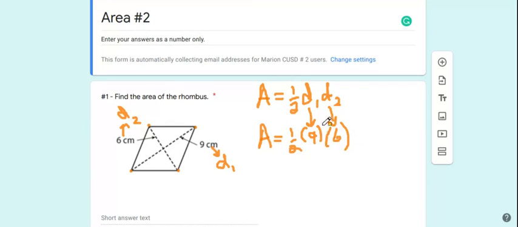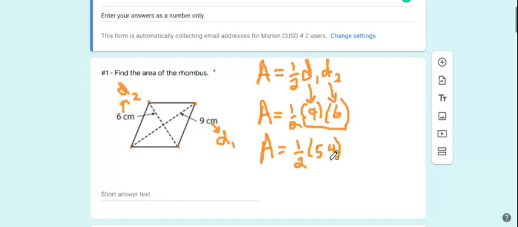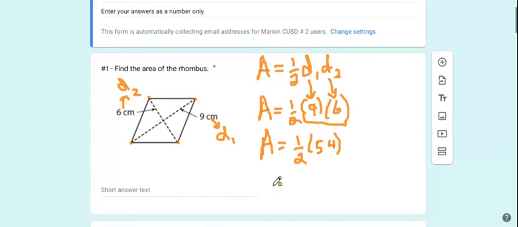Now, does it matter which one I call D sub 1 and which one I call D sub 2? Does that matter? No, it doesn't, right? Because when you multiply them together by the commutative property, the order does not matter. So area is going to be equal to 1/2. And 9 times 6, that is 54, right? So area is equal to 1/2 times 54. So what is 1/2 of 54? Well, you could take 54, cut it in half, and you would get your answer. So if you take 54 and cut it in half, that's like dividing by 2. And so half of 54 would be 27.